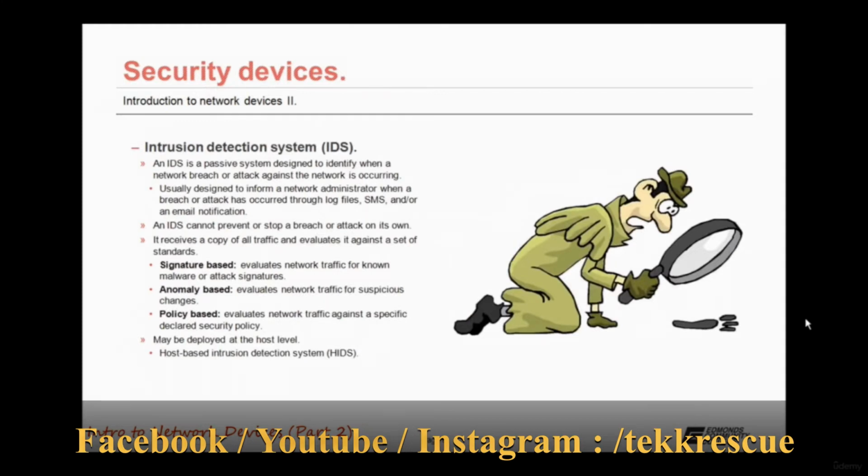Then there is the Intrusion Detection System, the IDS. An IDS is a passive system designed to identify when a network breach or attack against the network is occurring. They're usually designed to inform a network administrator when a breach or attack has occurred, and it does this through log files, text messages, and/or through email notifications. An IDS cannot prevent or stop a breach or attack on its own. The IDS receives a copy of all traffic and evaluates it against a set of standards.